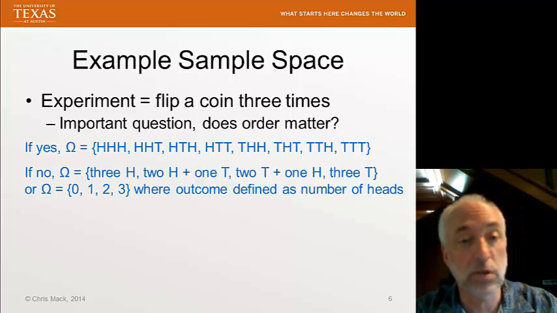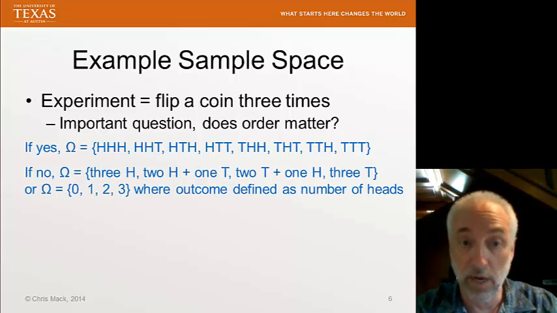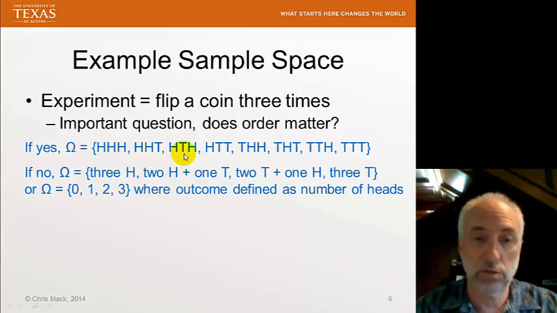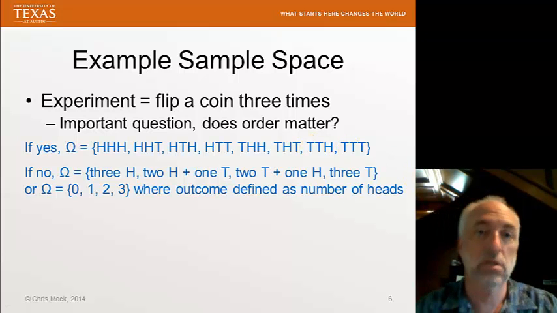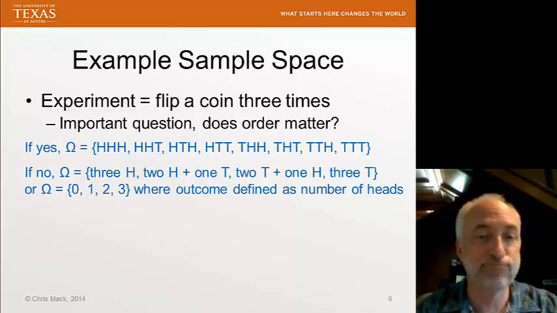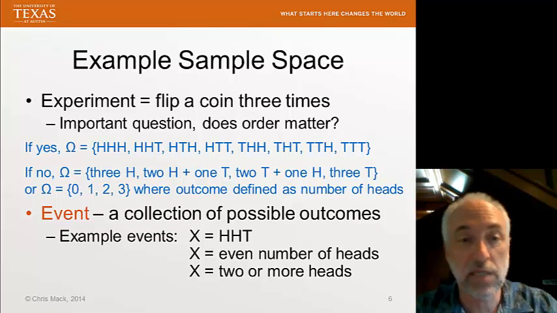So you can see when order doesn't matter, I have a sample space of only 4 items, whereas, how many do I have here? 1, 2, 3, 4, 5, 6, 7, 8. A sample space of 8 outcomes if order does matter. Now that's an experiment and a sample space.